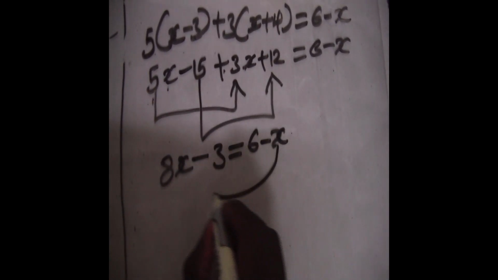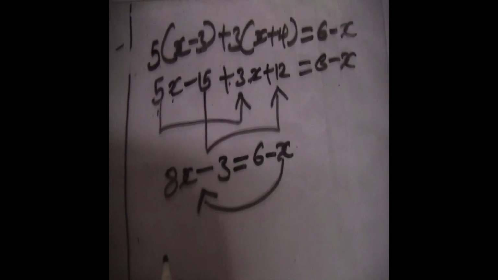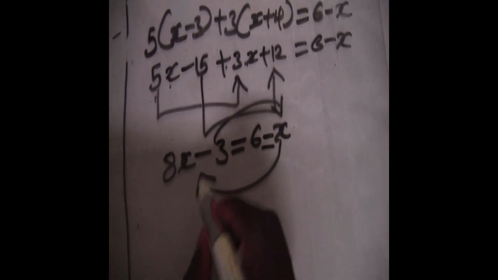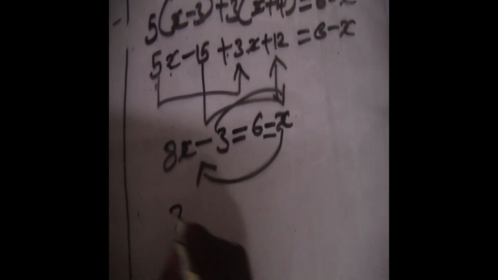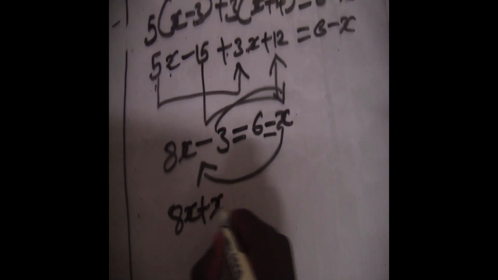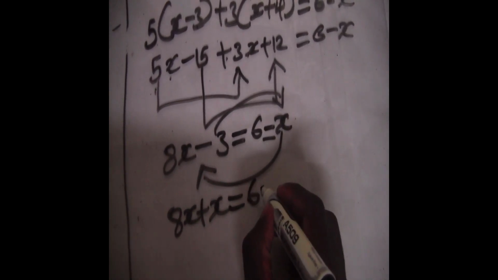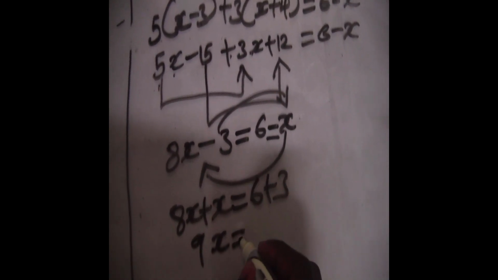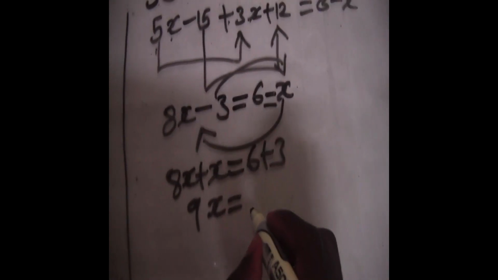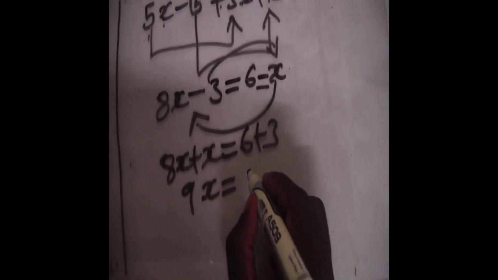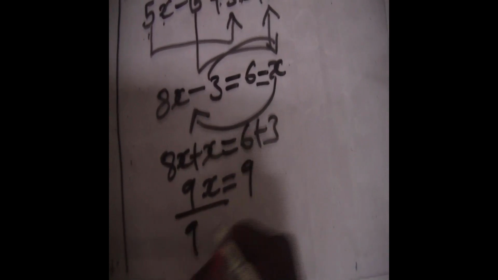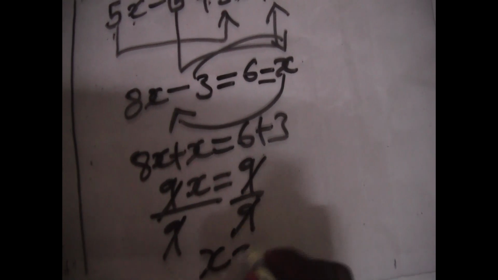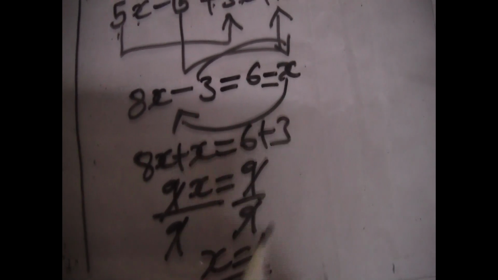And then this x, you bring it to this side, minus, you take it to the other side, when it comes to the other side it will be plus. 8x plus x is equals to 6 plus 3, you get 9x is equals to 9. Divide both sides by 9, you get x is equals to 1. And that was the answer.